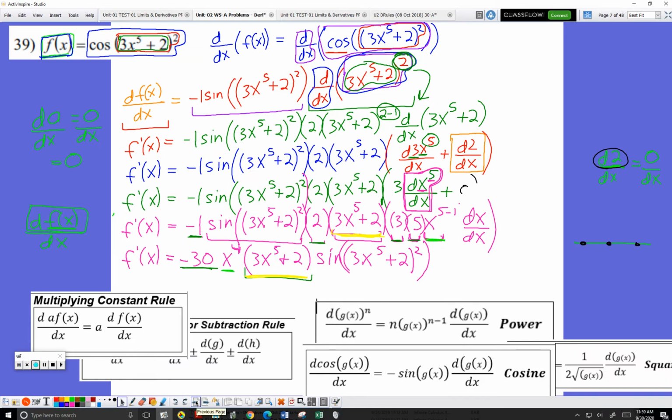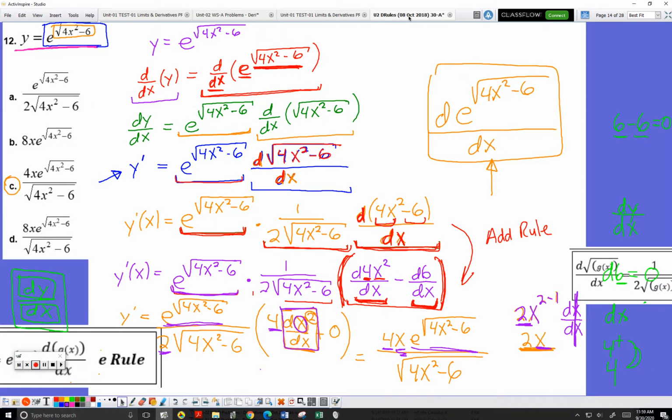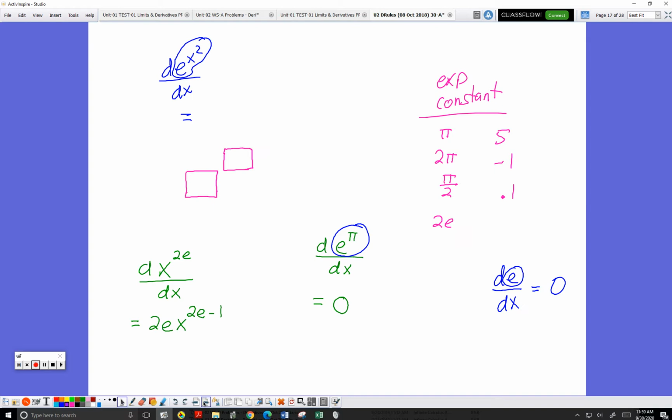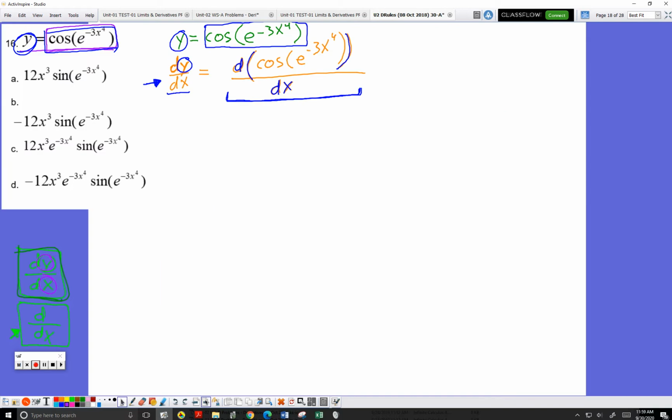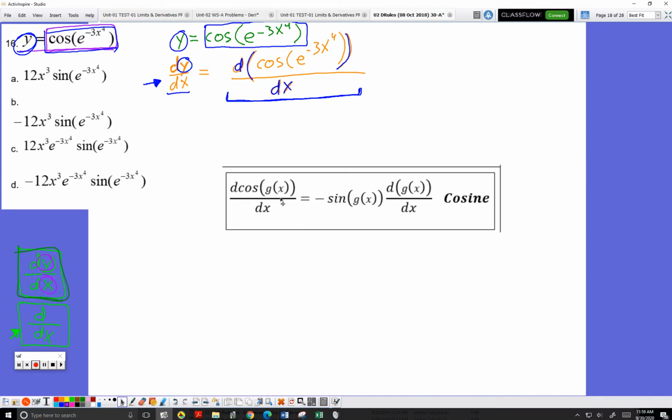The cosine rule, that's what I need. So there's the cosine rule. Copy that. Go back to here. 16. Paste that rule in. So that's the rule I need. Here's how I know that that's the rule I need.